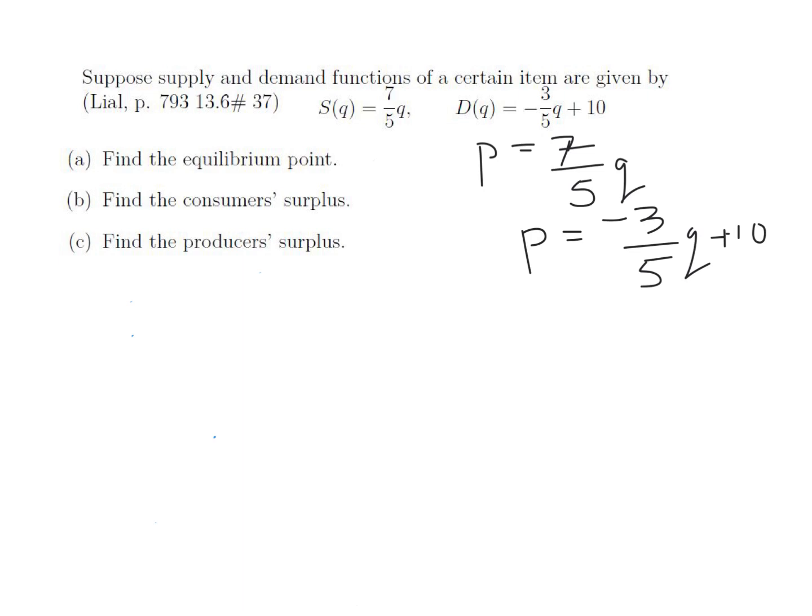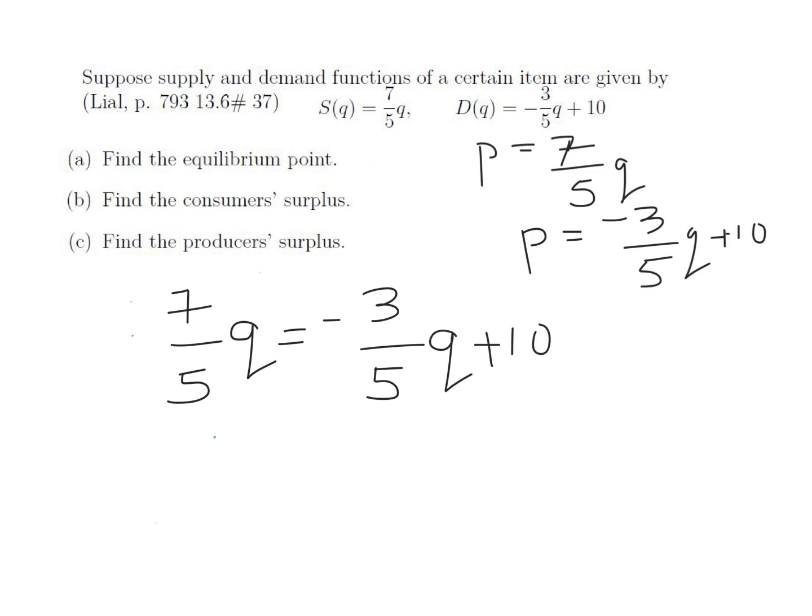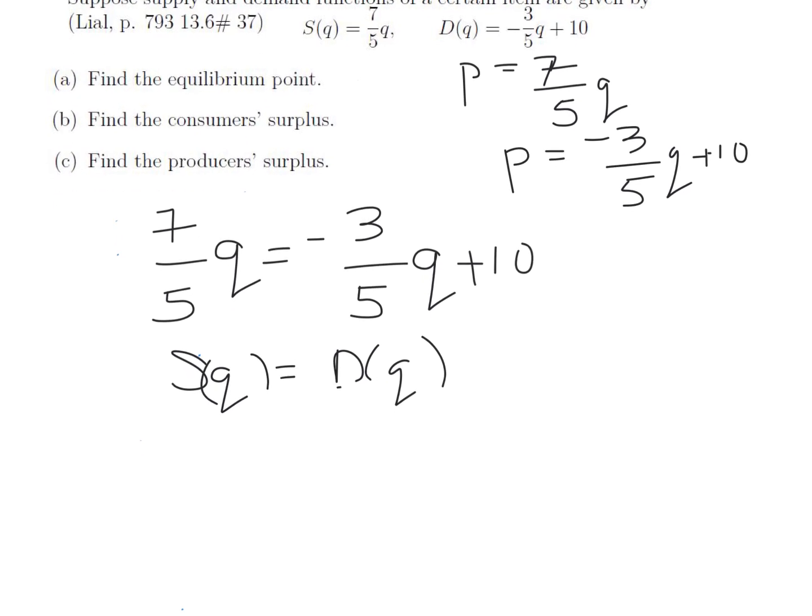So the first step, it says, is find the equilibrium point. So find the P and Q that they share, that they have in common. Literally, we set them equal to each other, right? So S at Q equals D at Q. We just set them equal to each other, okay?